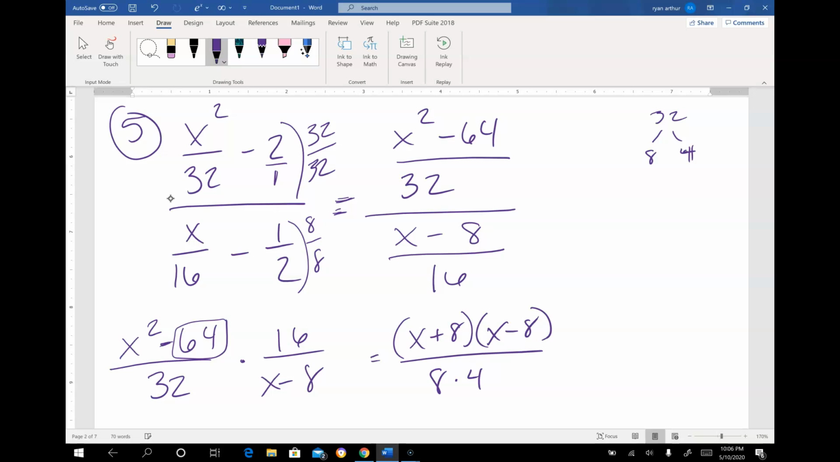We'll do 8 times 4. See if we can go any lower. 16 is 4 times 4. Well, we can make 8 into 2 times 4. So that'll help us out. And then x minus 8 is already done.